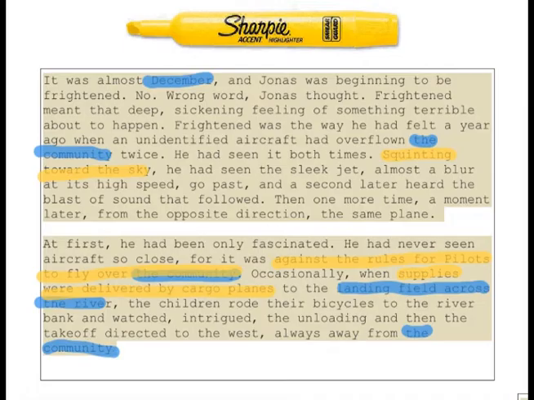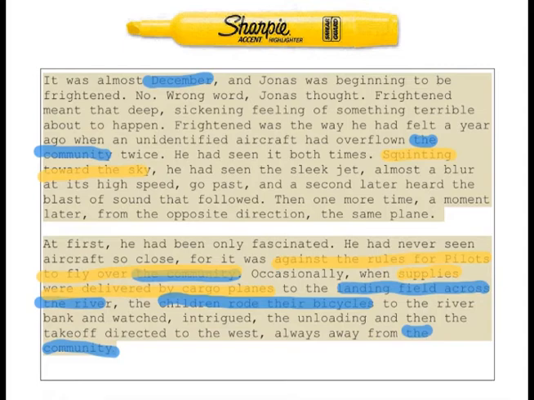And then, as I was reading through again, I noticed the phrase, children rode their bicycles. But when I thought about it, I realized it's just more basic physical description than deeper analysis. So I'm going to go back and make that highlight blue. There's nothing wrong with going back to a color.